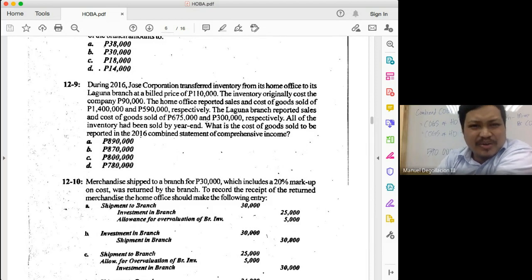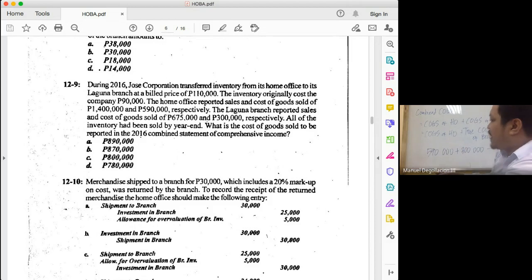Okay. Do we have beginning inventory in this problem? Jose Corporation transferred inventory from its home office to the Laguna branch at a billing price. No, the inventory originally cost the home office reported. All of the inventory had been sold. Okay, so no beginning inventory, class. So how much then is the markup on the beginning inventory? Zero. And then you add the markup on the shipments.